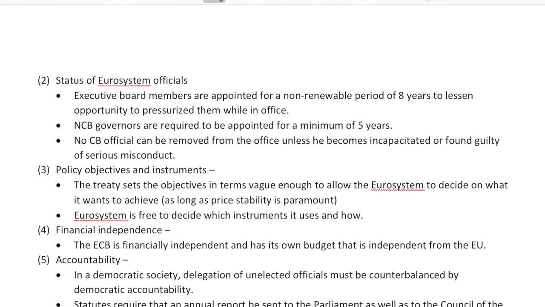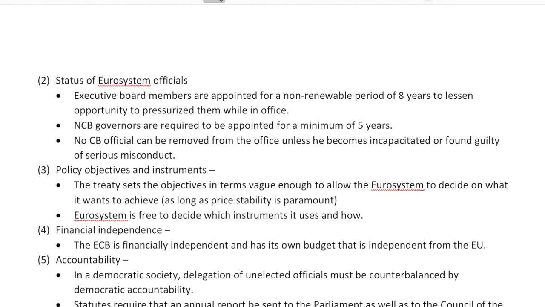Okay, so the objectives are set in a very vague way. But what's important is they don't really care how you respond to crisis, as long as price stability is your primary objective. And as I mentioned before, the Eurosystem is free to decide which instrument it wants to use.